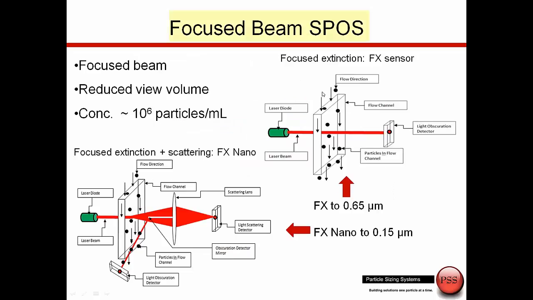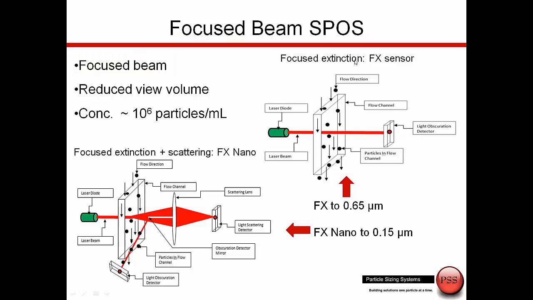There are 2 more advanced sensors that are built into the Accusizers now. These are based on focusing the beam. The LE400 had a collimated beam. It was equal across the entire measurement zone. But if we want to increase the concentration range we work at, and also to be able to measure smaller particles, we need to focus this laser beam.